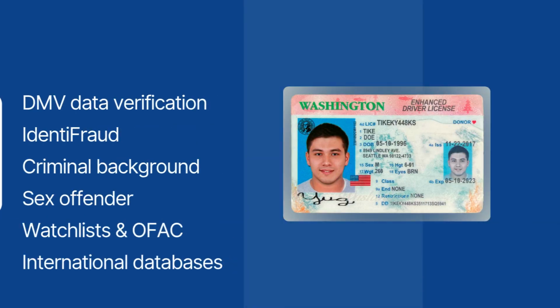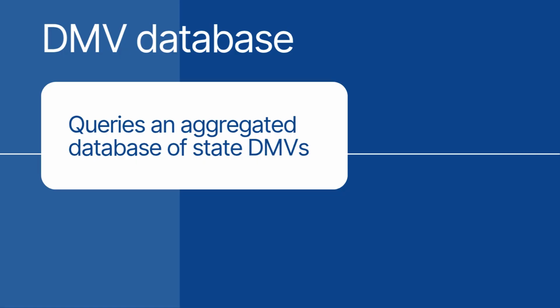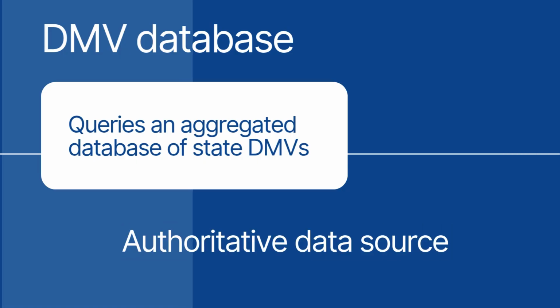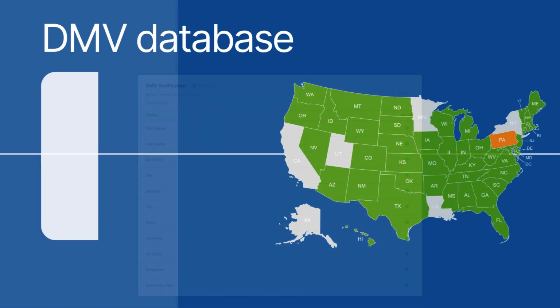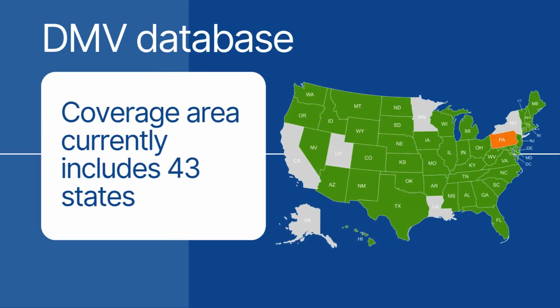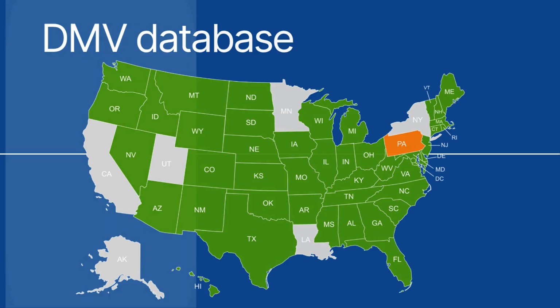database checks. DMV checks are a popular choice because they query an aggregated database of state DMVs and are considered an authoritative data source. The API returns a yes/no response for each field from a scanned ID, informing you whether they have a record of the issued document. The primary limitation with DMV checks is that not all states participate, and some states have data privacy requirements in order to access their databases.